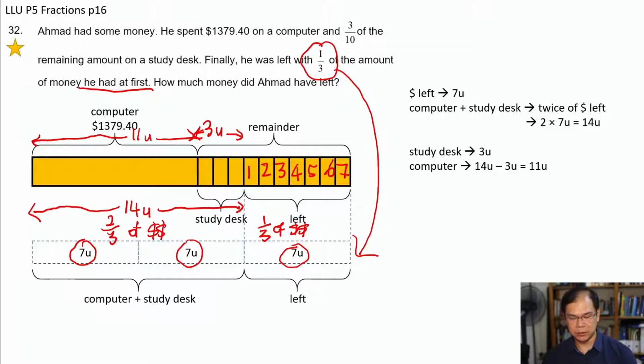I'm going to pause here. I'm going to tell you again, repeat again. Computer plus study desk total is 14 units. Study desk is 3 units. So the computer must be 14 minus 3 gives me 11. Okay, part whole, which I've shown here.